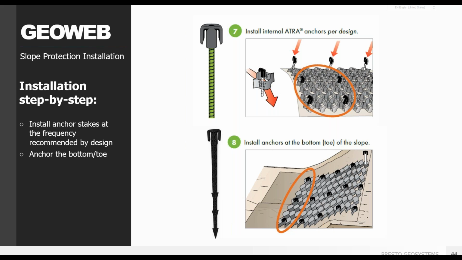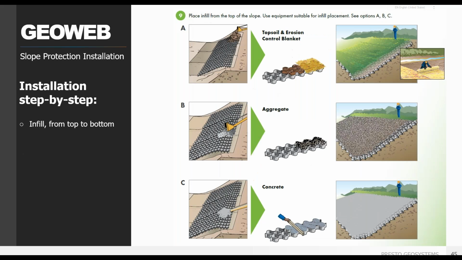Continue installing anchors at the frequency recommended by the design and at the toe of the slope. The ATRA anchors hold the GeoWeb to slope and penetrate into the ground. If corrosion resistance is required due to project conditions, Presto has an HDPE ATRA speed stake designed to work with the GeoWeb and offer higher resistance to extraction than rebar or J-hooks. Once the system's properly anchored, infill from top of slope down.